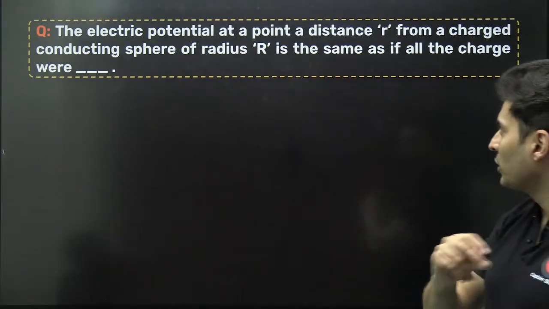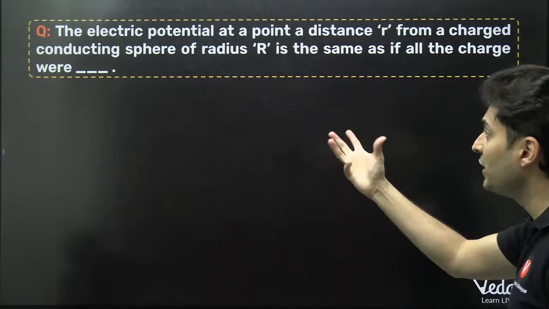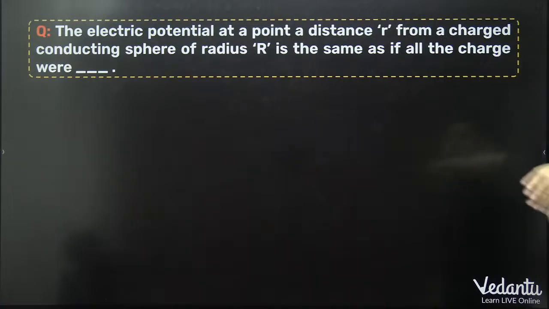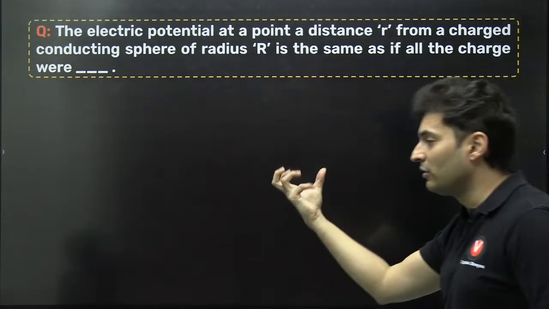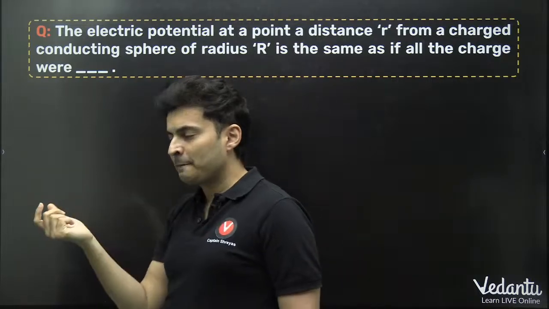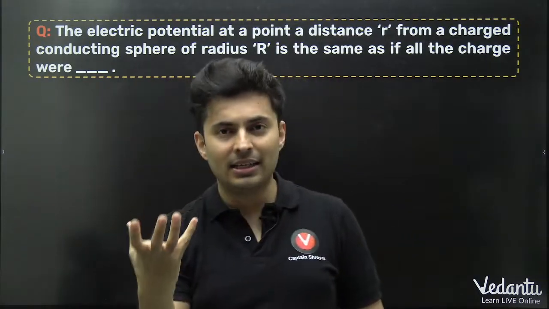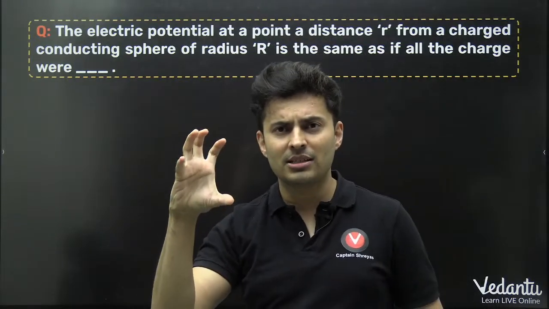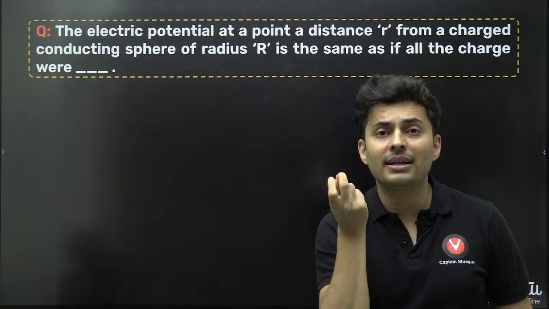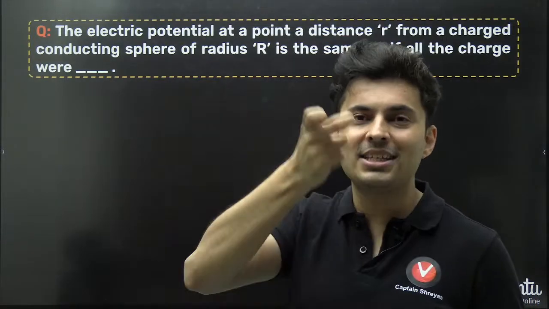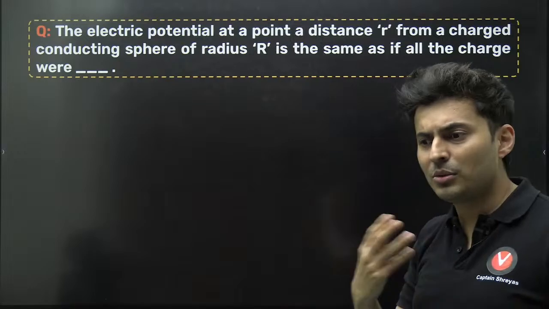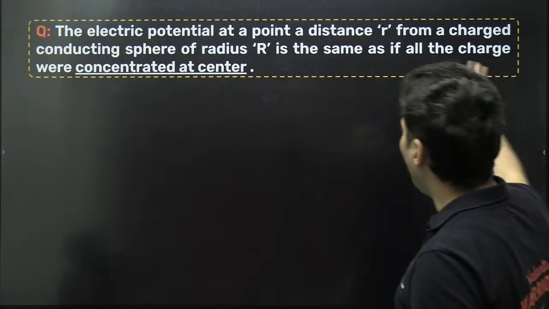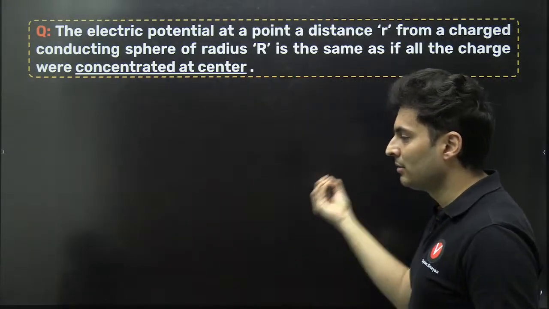Next one. The electric potential at a point at distance r from a charged conducting sphere, read it carefully, is the same as if all the charge were at the center. If you are outside a conducting sphere, all the charge on the surface behaves as if it is concentrated at the center, like a point charge. The formula used is kq by r, where r is the distance from the center.